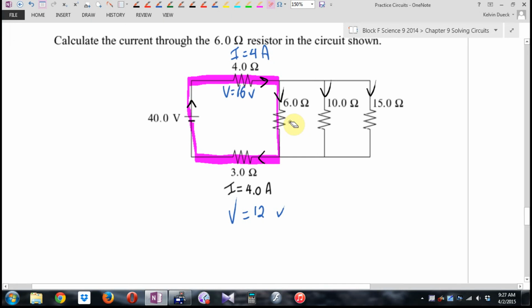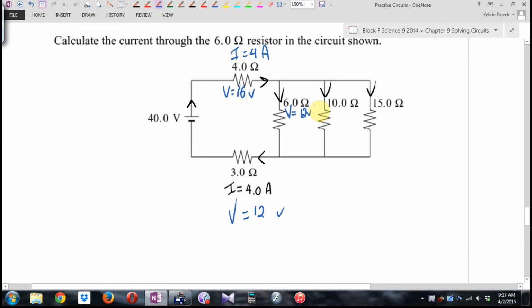You have a calculator. It's going to be 40, take away 16, take away 12, whatever's left, right? Either in your head for sure or calculator for sure. 24 minus 12. Is it 12?